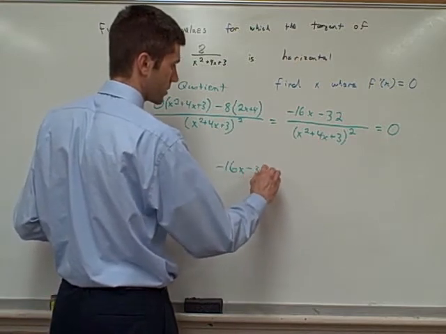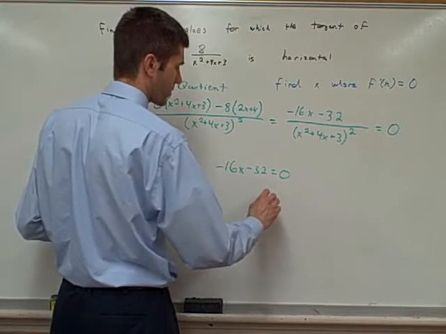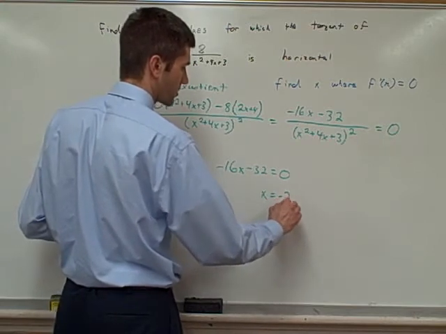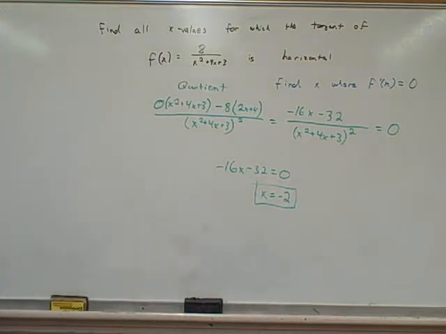Let's do it. Negative 16x minus 32 equals 0. We add 32. We get positive 32. We divide by negative 16. The answer is negative 2. Actually, that was much easier than you might think. There it is.